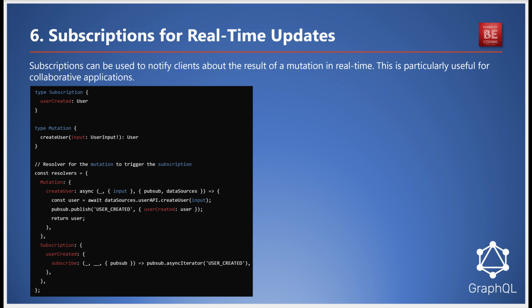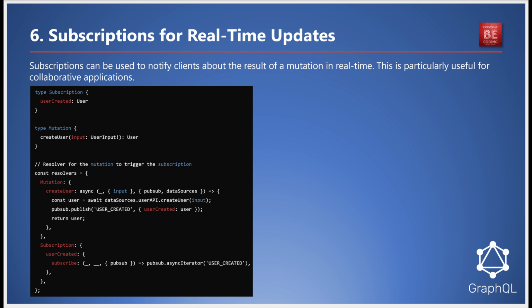Moving beyond just input types, GraphQL also offers the ability to subscribe to real-time updates via subscriptions. This feature is particularly beneficial in collaborative environments where multiple users interact with the same data concurrently. For example, when a new user is created through the mutation, a subscription can immediately inform all subscribed clients about this new user, ensuring everyone's view is synchronously updated without needing to refresh their screens.